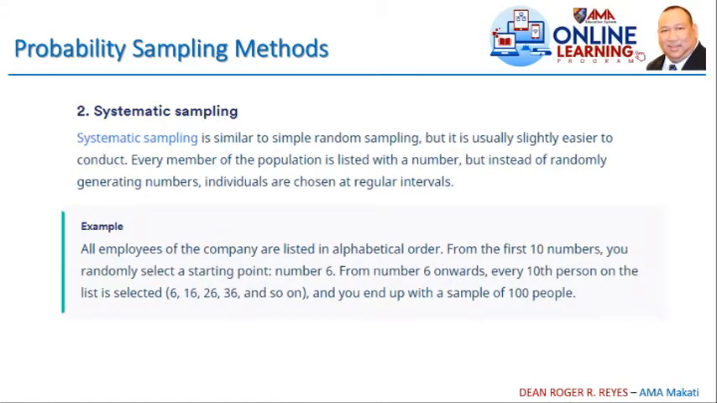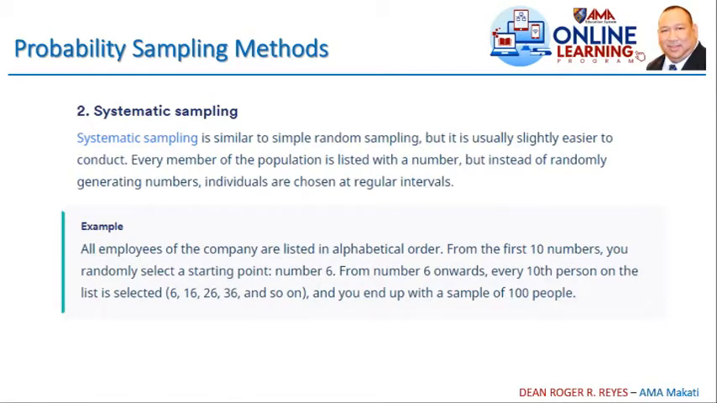From the first 10 numbers, you randomly select a starting point. So first 10. So 1, 2, 3, 4, 5, 6, 7, 8, 9, 10. O pwede kang mag-simple random din. Mag-fishball ka. Ano bang uunahin ko? 1, 2, 3, 4, 5, 6, 7, 8, 9, 10. Kunyari, nabunot mo is number 6.